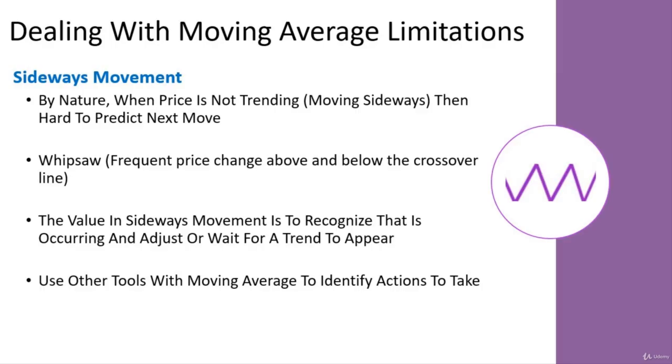They're frequent price changes above and below the crossover line, giving us different buy and sell signals constantly, so we might be forced to trade more often unless we filter that. The value in a sideways movement is to recognize that it's occurring and then adjust or wait for a trend to appear, or you can use other tools with the moving average to identify actions to take, like looking at support and resistance levels. But understand that a moving average can be a little bit more limited in a sideways market.